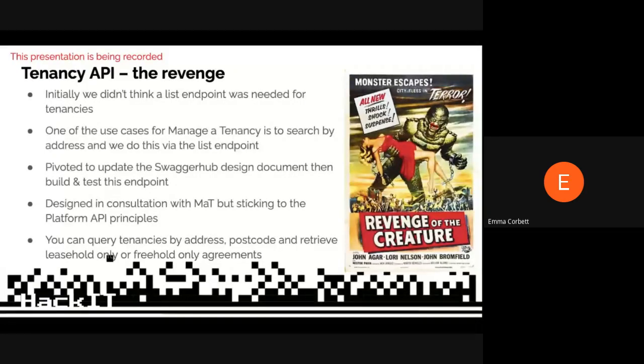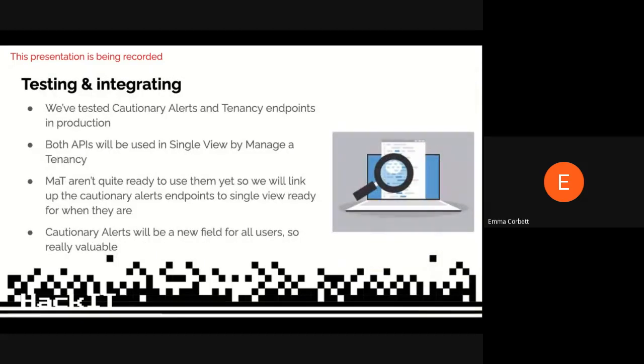We designed it with manager tenancy in mind, but made sure we stuck to the general API principles that we've been following for the whole project. So this endpoint will be able to query all the tenancies by address and postcode, and there will also be a flag to get just leasehold agreements or freehold agreements if you need.